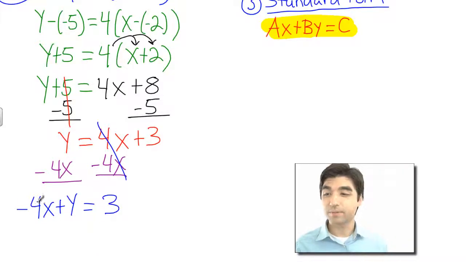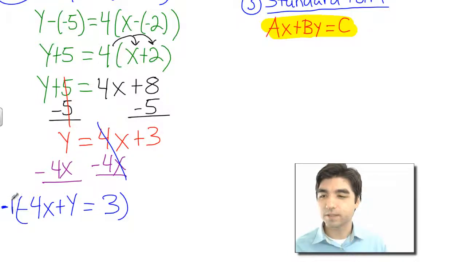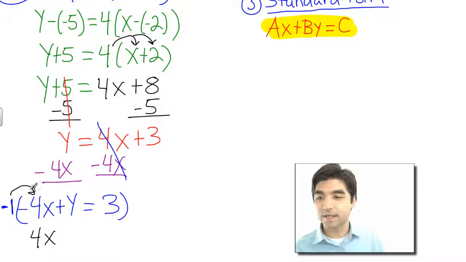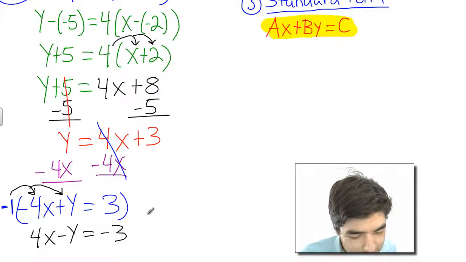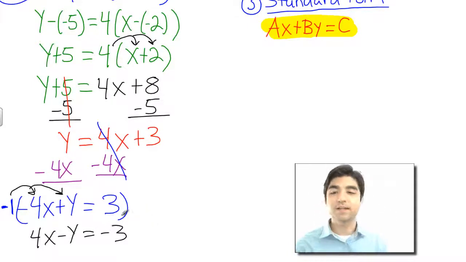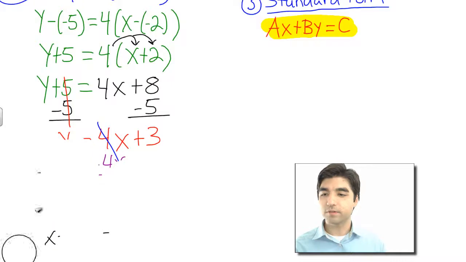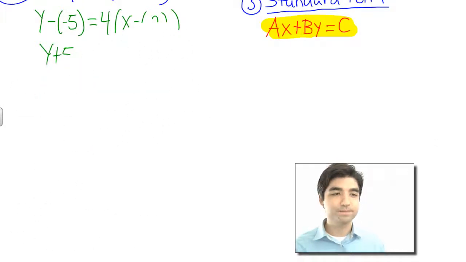Okay, again, we have that problem where we have this negative in front of the x. So we need to times everything by negative 1. So negative 1 times negative 4 equals a positive 4x. Negative 1 times a positive y equals negative y. And then negative 1 times 3 equals negative 3. So 15 is 4x minus y equals negative 3. So I'm going to erase that to make some room.